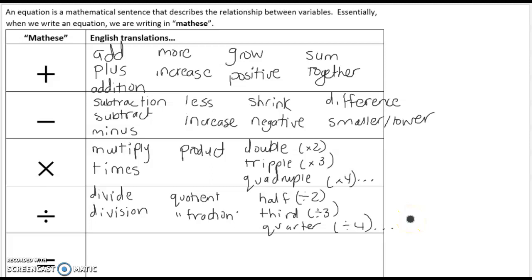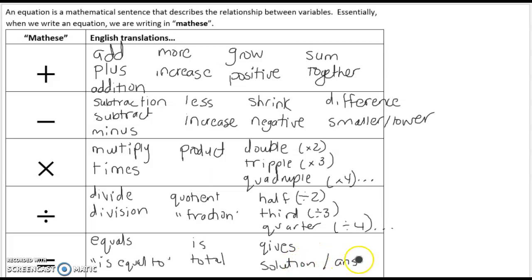And lastly, we are talking about this symbol right here. So that one means the word equal. Okay, so they might say the word equals. This equals that. They might say is equal to. They might say the word is or total. The word gives. They might say when you do this, it gives you the answer. Or solution. Your answer.